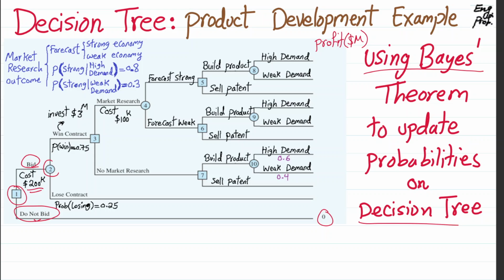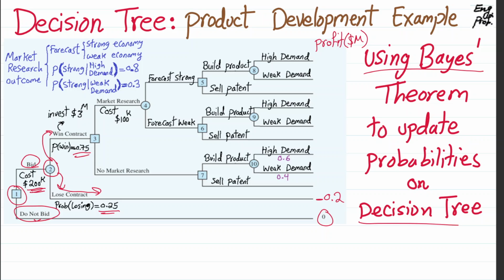After we bid, we get to chance node number two, where the outcome is beyond our control. There is a 75% chance that we win the contract and we can start the project or the product development, and there is a 25% chance that we lose it. If we lose it, there is nothing we can do, which is a 25% chance with a probability of 0.25, and then we end up having spent $200,000 and getting nothing. So it would be negative $0.2 million.